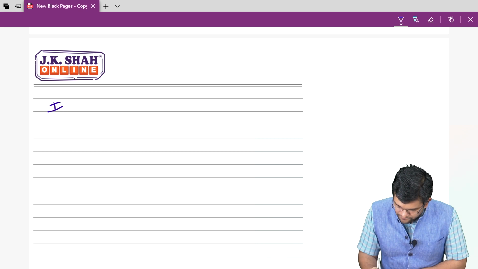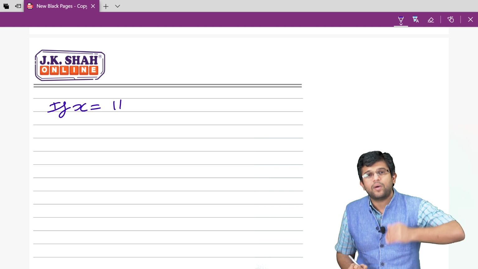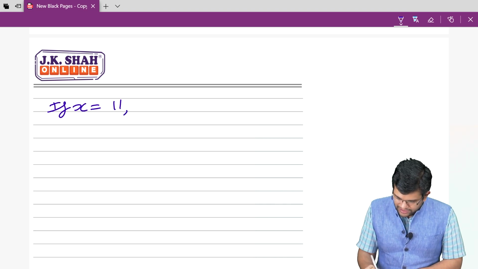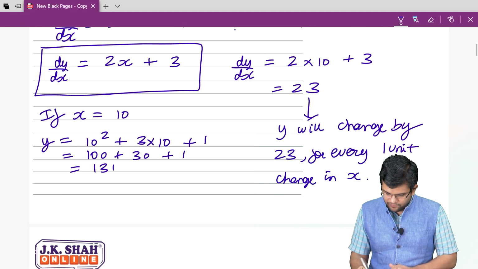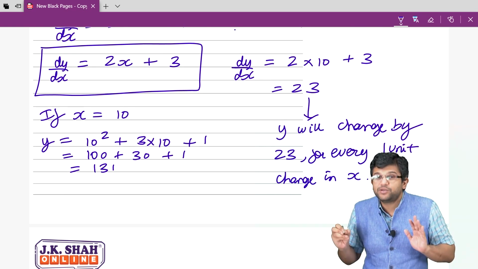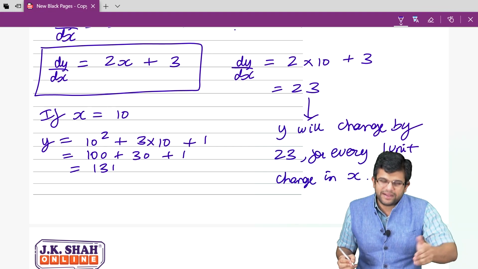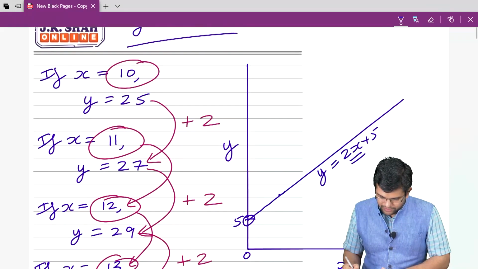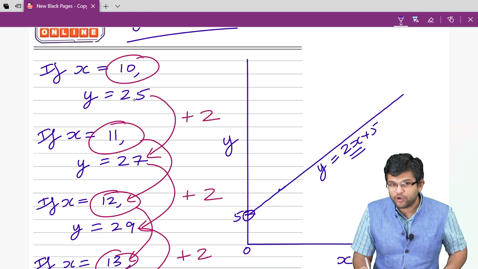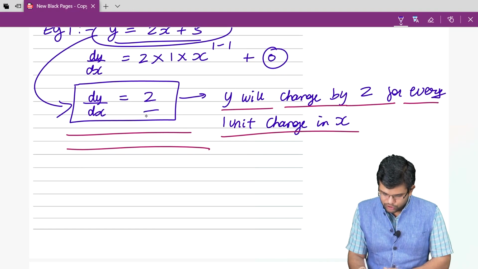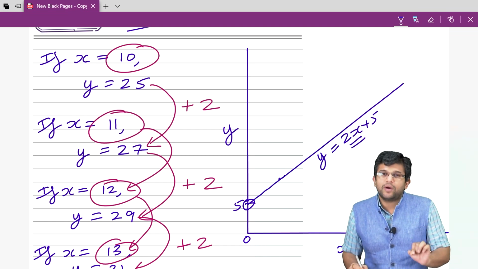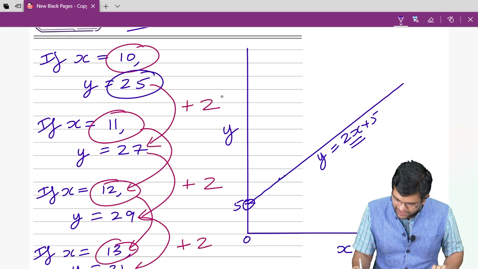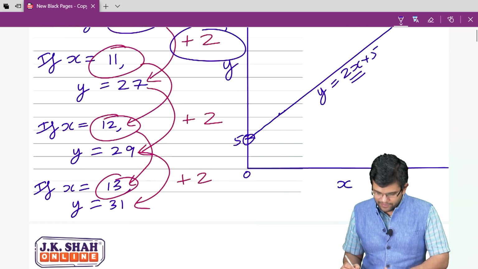So, children, if x is equal to 11, 1 unit extra, do you realize that y will be 131, which was the value of y when x was 10, plus 23. Do you agree with me? Just as, children, if you remember here, when x was 10, y was 25, and the derivative was 2, which means when x goes from 10 to 11, y will be 25 plus 2. Everybody clear? 25 plus 2.